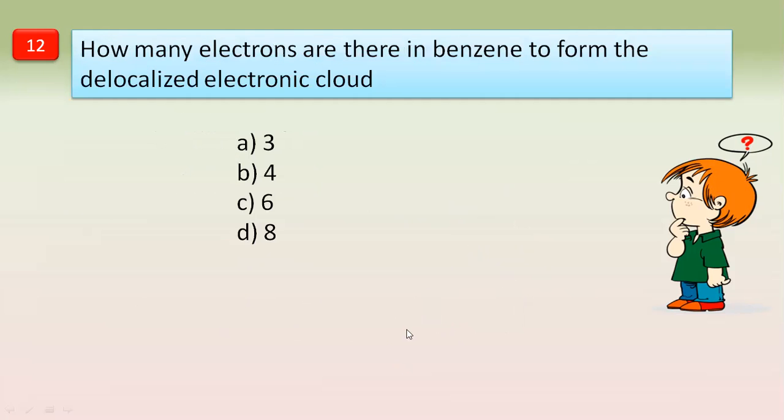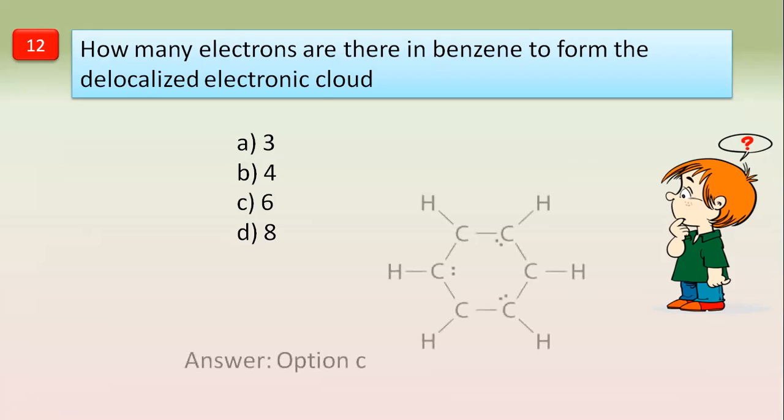So these are the MCQs. One more MCQ: how many electrons are there in benzene that form the delocalized electron cloud? Meaning, in the structure of benzene, how many electrons in the ring are delocalized and form the delocalized electron cloud? 3 electrons, 4, 6 or 8. Now let's see the answer. Option C is correct.